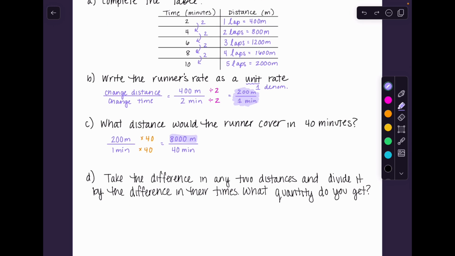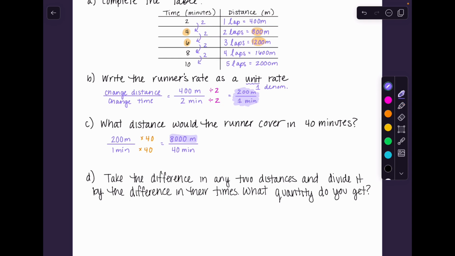Now what I'm going to do for this next one is I want to see, is there a connection between these points, which are times and distances, to this unit rate that this runner is covering. So what I'm going to do is take the difference in any two distances and divide it by the difference in times. So I'm going to look at the change in distance over the change in times, and I'm going to figure out what quantity I end up getting. So to start, I'm going to work with 4 and 800 and 6 and 1200. We're going to use these pieces of information. And then I'll also show you if I pick two different ones, we still get the same thing.